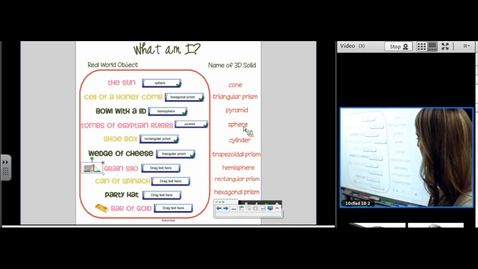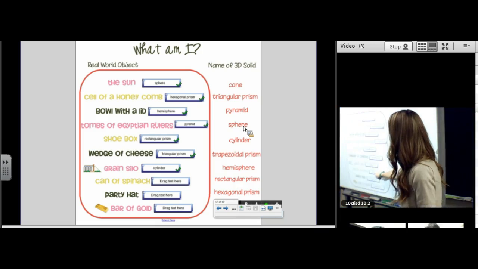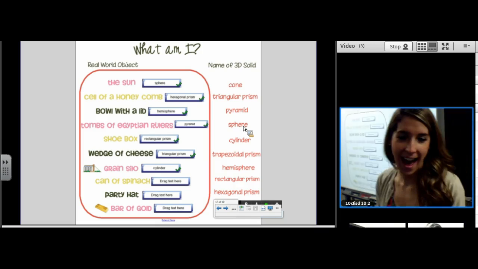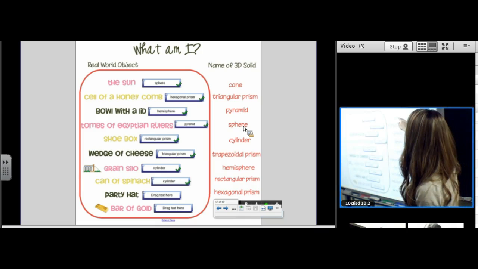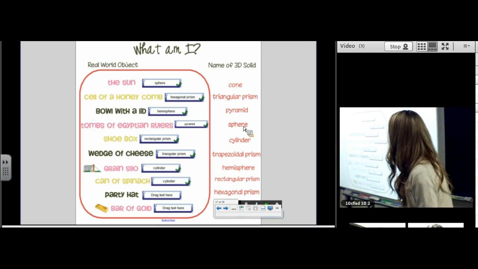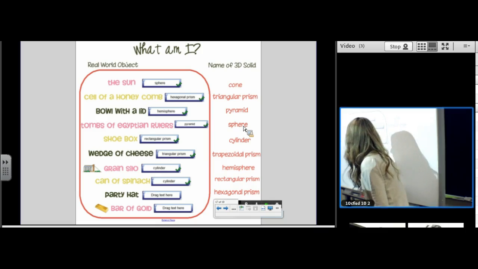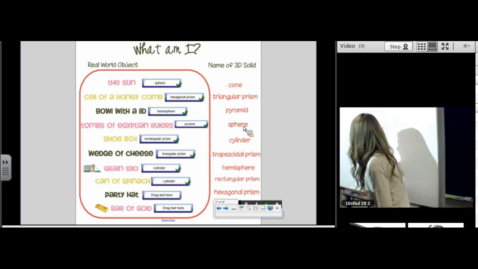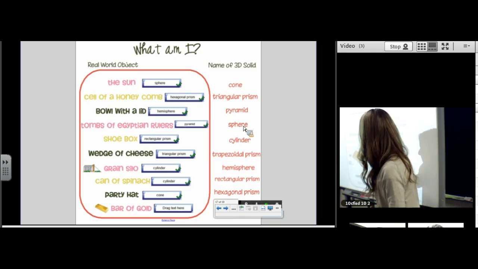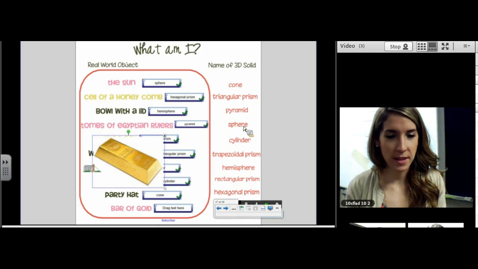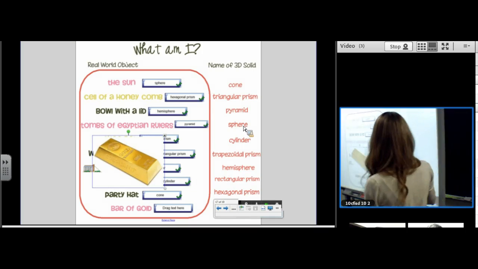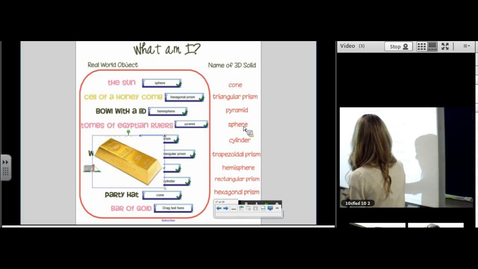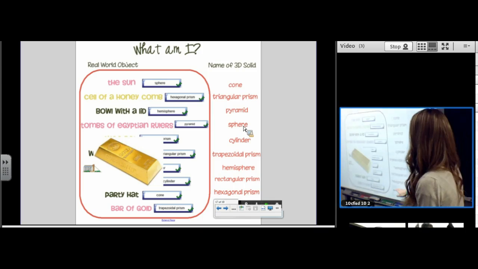A can of spinach. Oh, we're going to use that one twice in a row. A party hat. There we go. Y'all have been saying cone a lot. Finally, we get to the cone. And then can you tell what a bar of gold is? Let's make this larger. Can you tell what that is? Nice. A bar of gold is actually a trapezoidal prism. Very good.